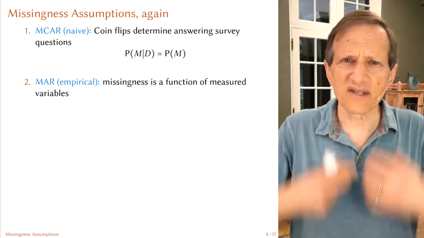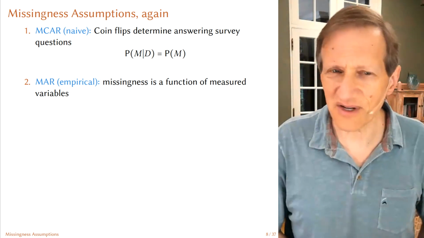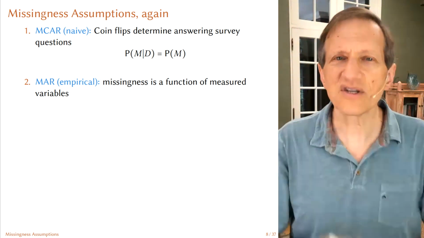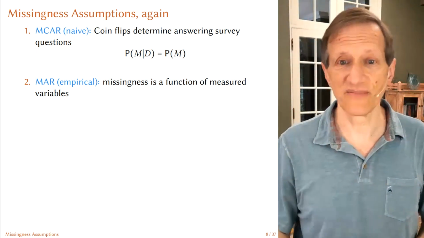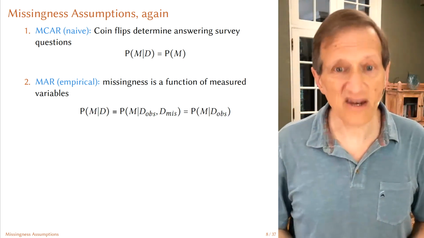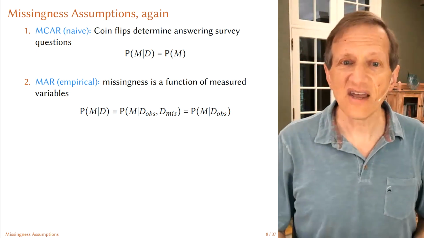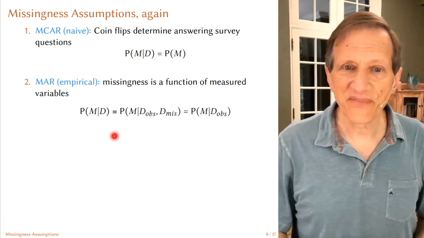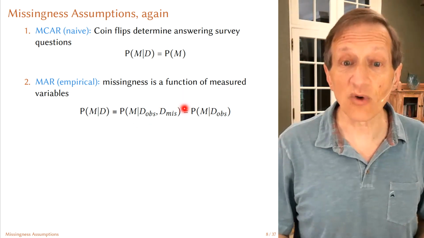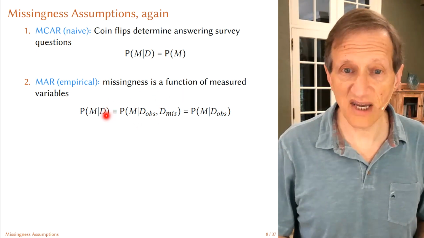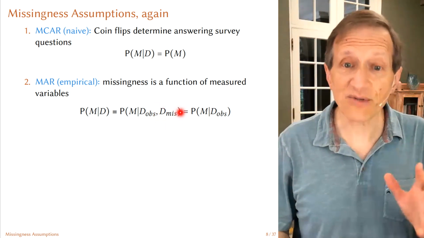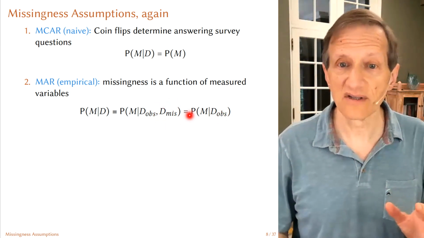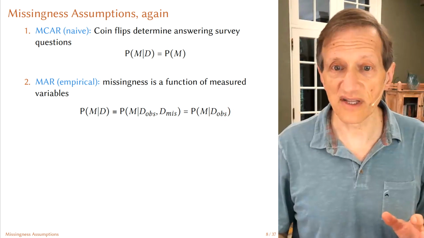MAR, which I would think of as an empirical assumption, it's an optimistic assumption, but it's empirical, is that missingness is a function of things that we can measure and did measure. That's great, and the way we're going to write it down is P of M given D is equal to this, because I'm just breaking the D up into D obs and D miss. But then the key assumption here is that we can drop D miss. Okay, so that's what goes on in this last equal sign.